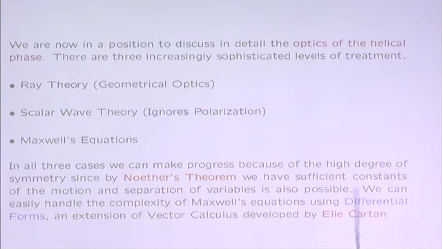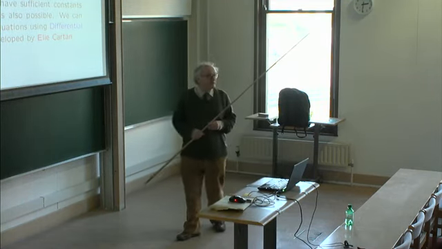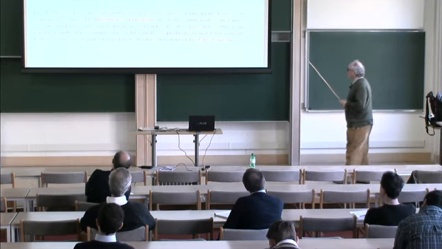So there are various levels that we could investigate light in this medium. One is ray theory, which I've really been talking about earlier. Another would be scalar wave theory, so I ignore the polarization. And then finally, I should really try to solve Maxwell's equations in this situation. And we went through all of these three with increasing complication. In all these cases, we can make progress because of the high degree of symmetry. That's perhaps not unexpected, even without knowing this machinery.